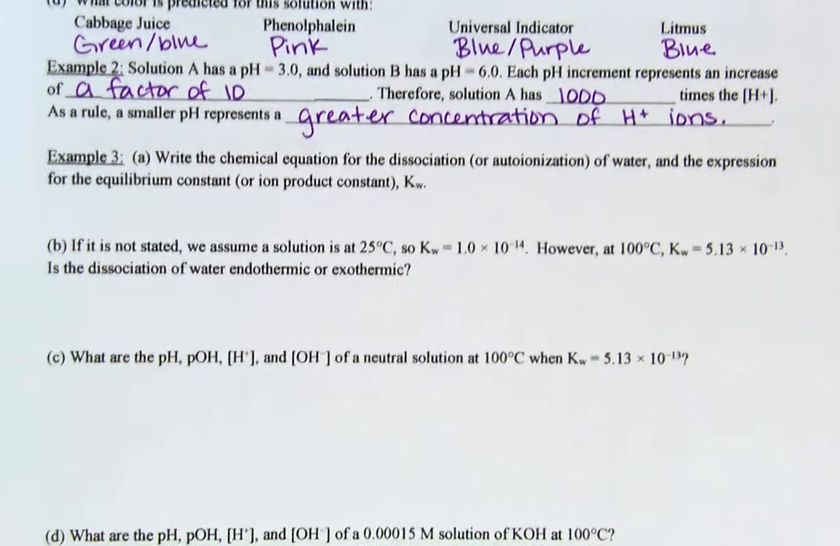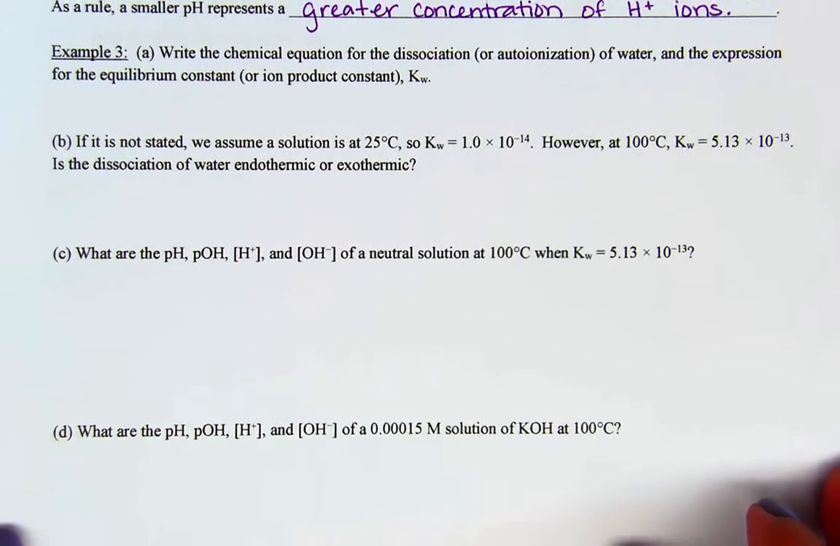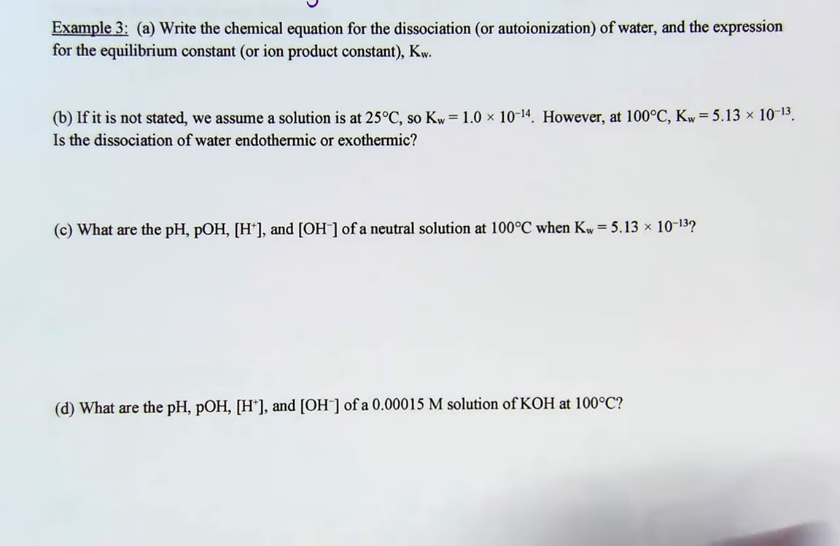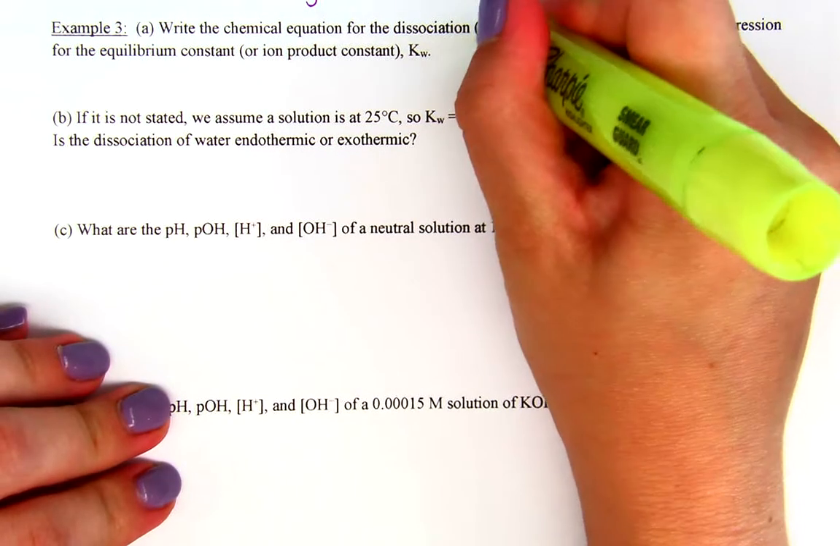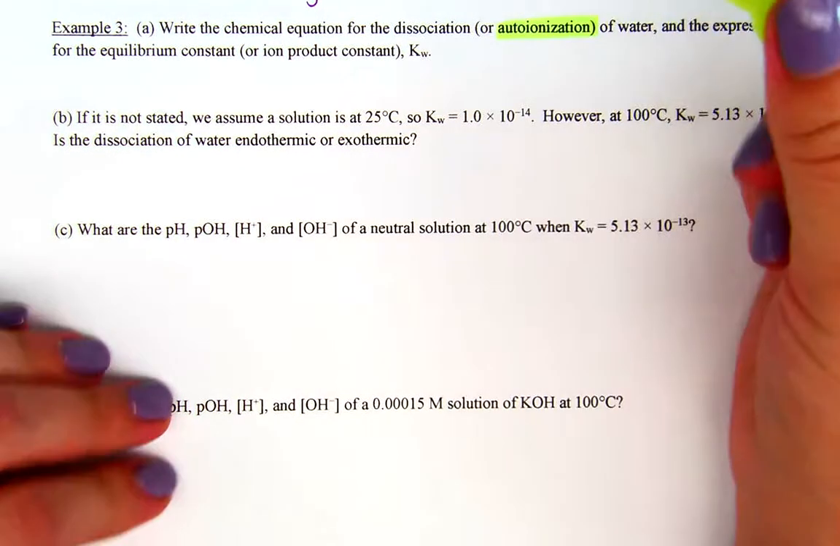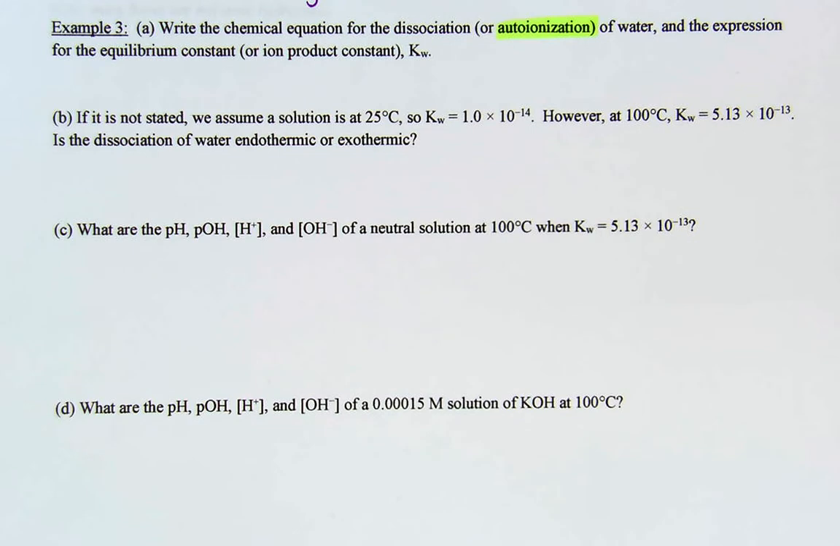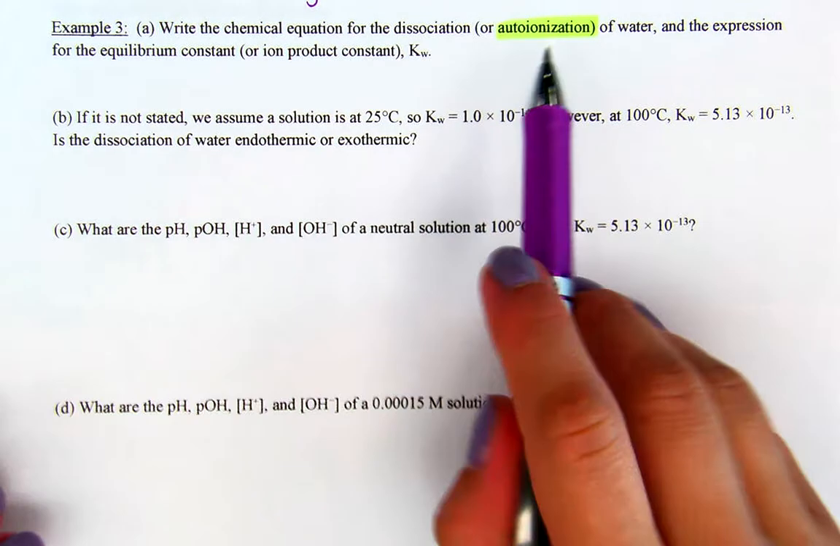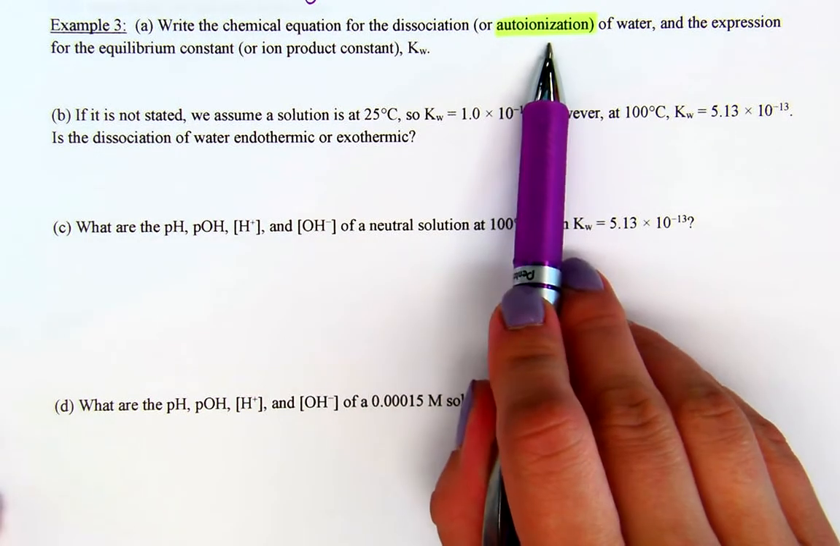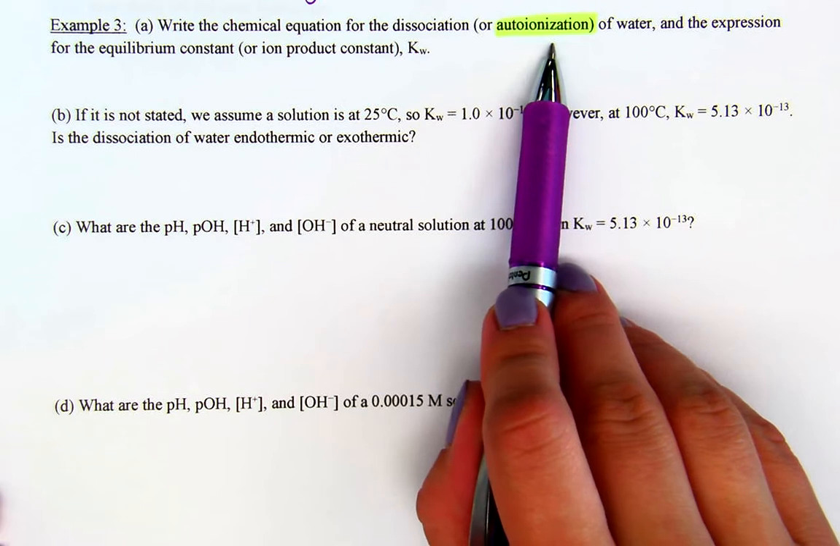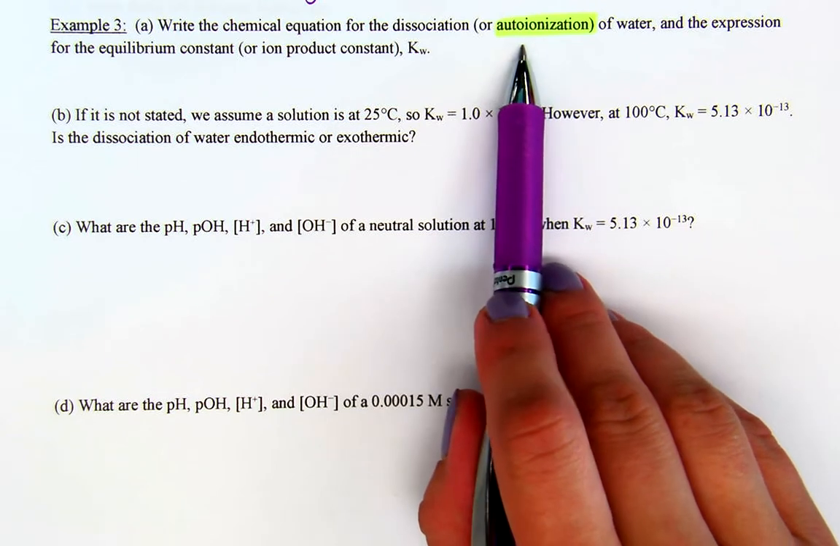Okay, example 3. Write a chemical equation for the dissociation or autoionization of water and the expression for the equilibrium constant Kw. So this word here, autoionization, auto meaning self, ionization meaning to break apart. So it's going to break apart itself. So that means H2O is going to break apart into H plus and OH minus.